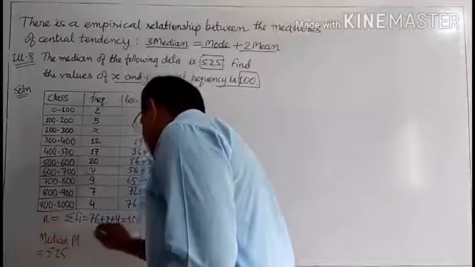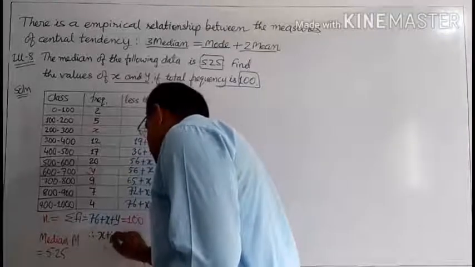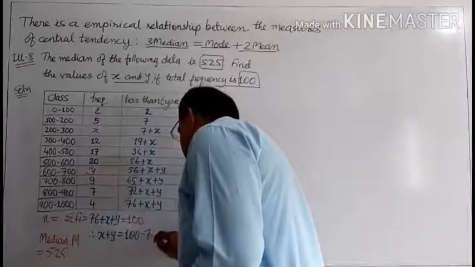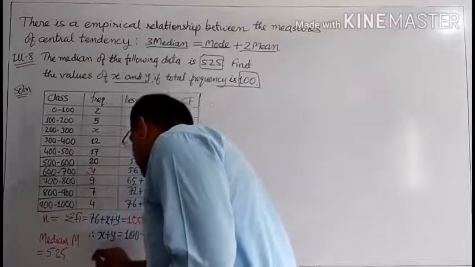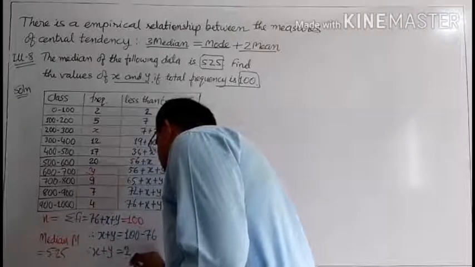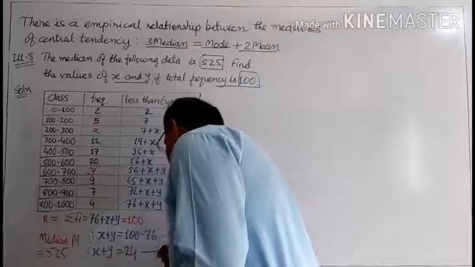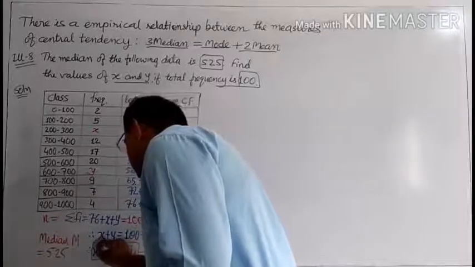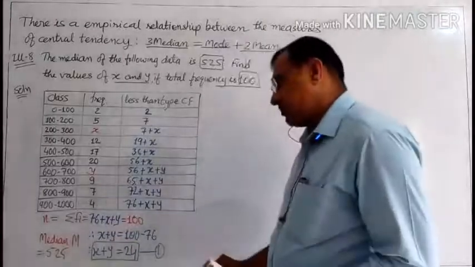Therefore, we have X plus Y is equal to 100 minus 76, and therefore X plus Y is equal to 24. This is equation number 1. So, X plus Y is equal to 24 is equation 1.